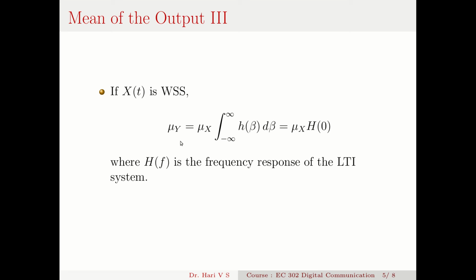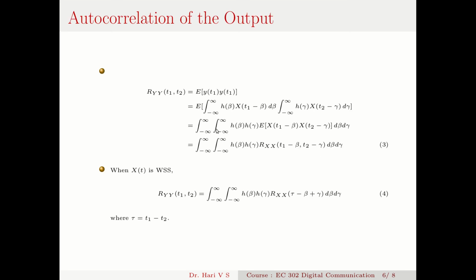Now I'm interested in the autocorrelation of the output, that is R_YY(t1, t2). This is the autocorrelation of my output. That is nothing but the expectation of Y(t1) times Y(t2). There is a small mistake here on the slide. It is the expectation of Y(t1) into Y(t2).